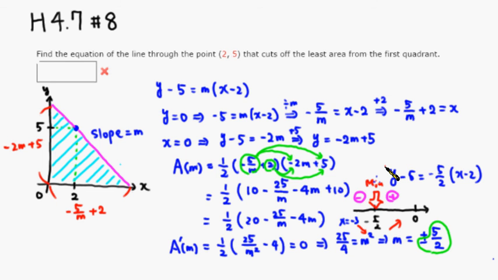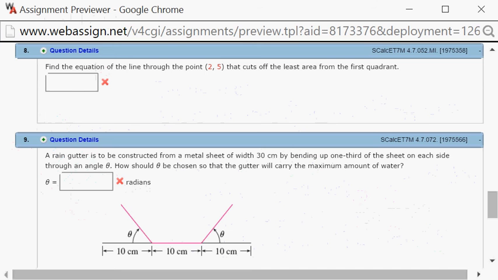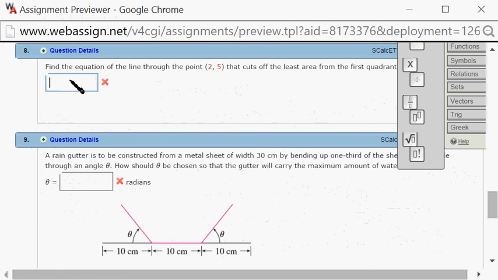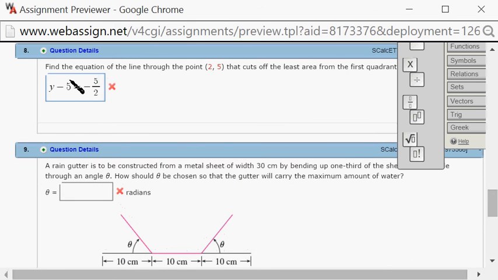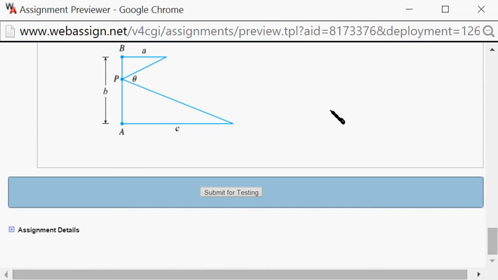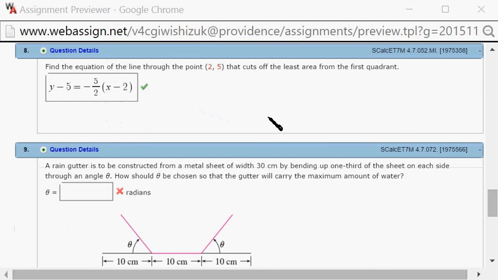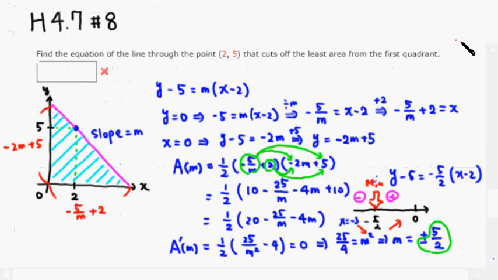All right, so let's type in the equation. Our equation is y minus 5 is equal to -5/2 times quantity x minus 2. Let's submit for testing. All right, it came back and looks like we got this one correctly. All right, that's it. I hope that this was clear.